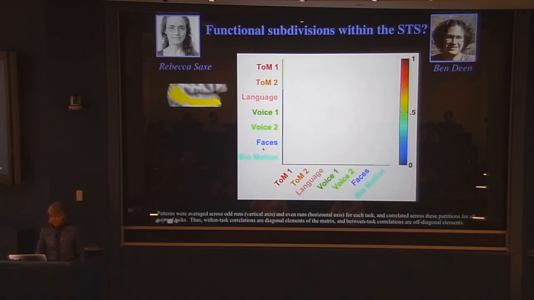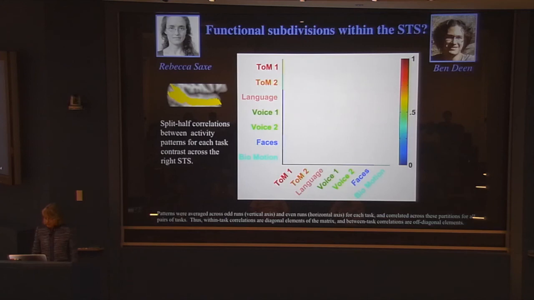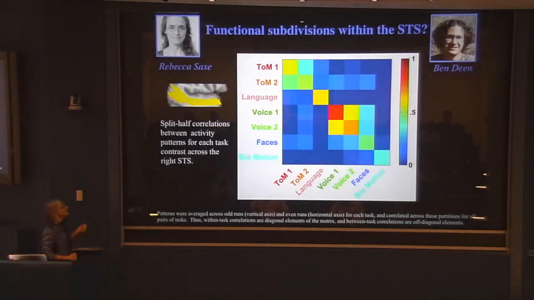And then we have face responses up there, our face movies. So what we can do then is ask how similar the pattern of responses across the whole superior temporal sulcus is for these different contrasts. If it was all one multifunctional region that was equally activated by all of these things, we should have a strong and even correlation across all of them. But instead, what you see is, the data are split in half before you do it.